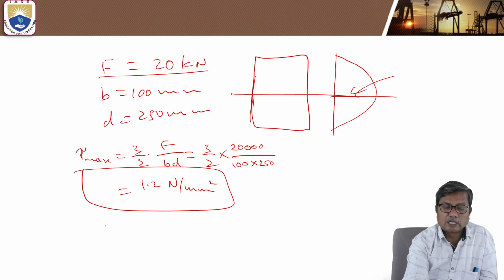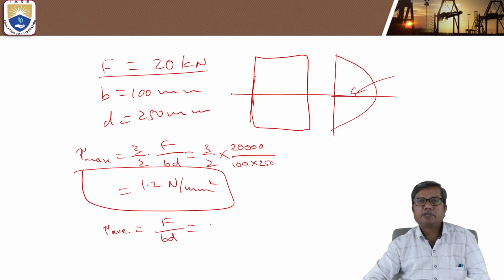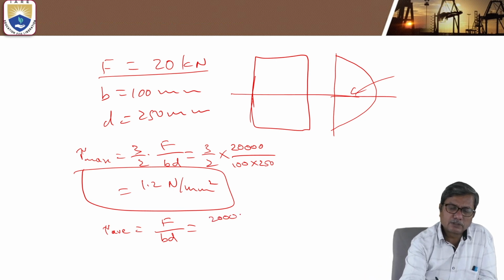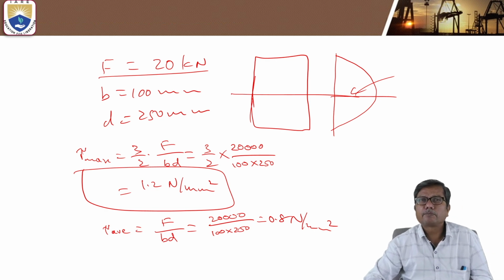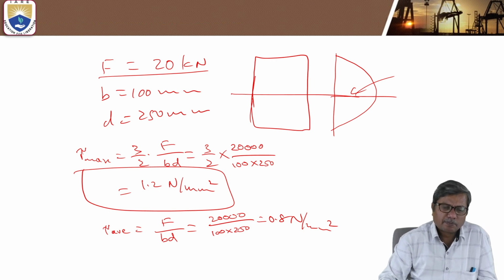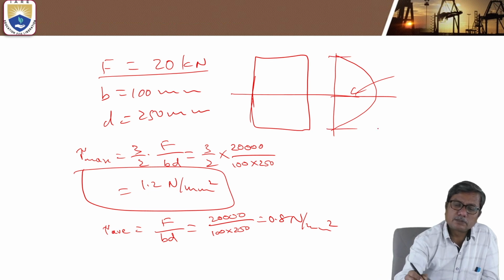And the average shear stress is F by BD, which is 20,000 by 100 into 250. That is 0.8 Newton per mm square. Understand? And shear stress at top and bottom ends will be zero.